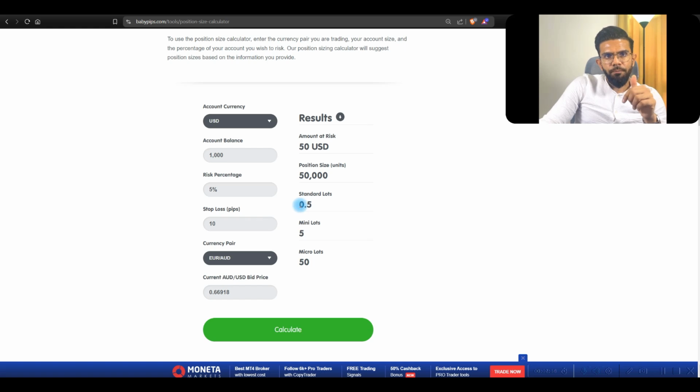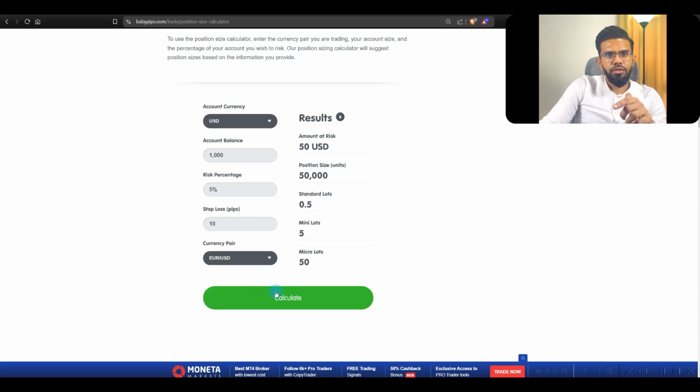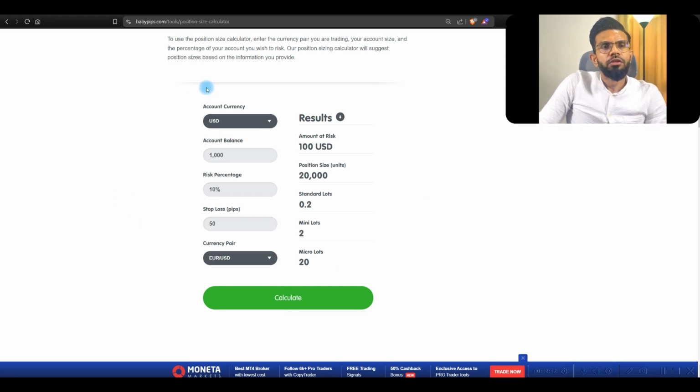Did you notice? This is EUR/AUD, 5%, 10 pips, 0.5. Let's say I change back to EUR/USD. You see, this is a very standard example. Now let's say your stop loss is very huge. If you are trading with 50 pips, then you just put 50 pips. With this 5%, you can just play around, even 20%. So this is how you do it.